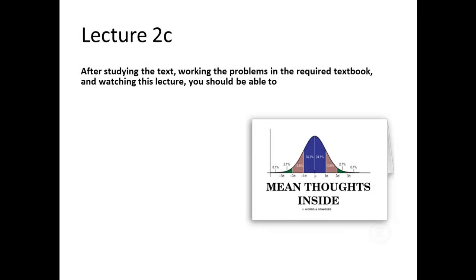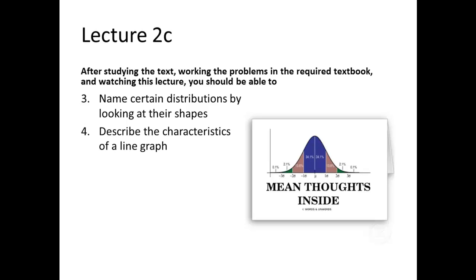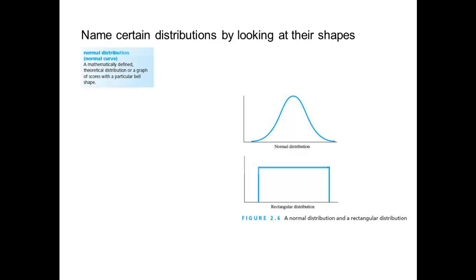In this lecture, we will look at the shapes that distributions assume based on their values for the measures of central tendency. We will also describe the basic characteristics of a line graph. There are two symmetrical distributions of note.